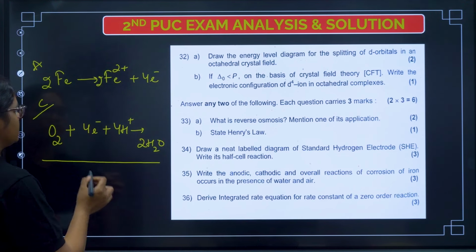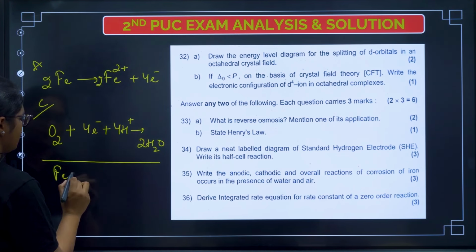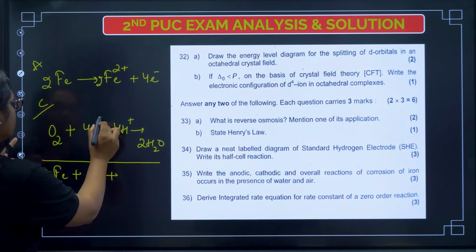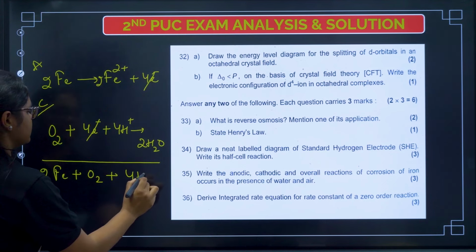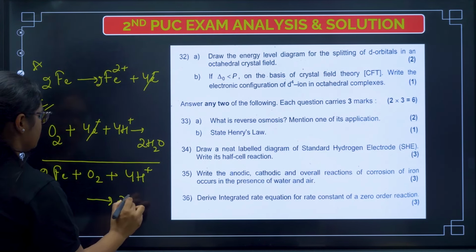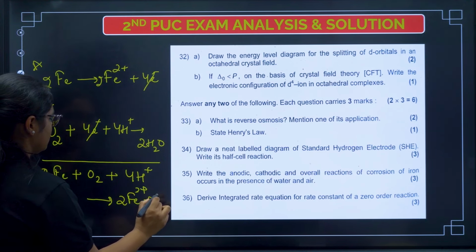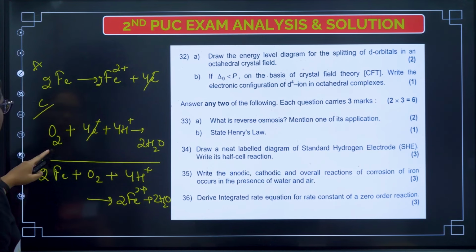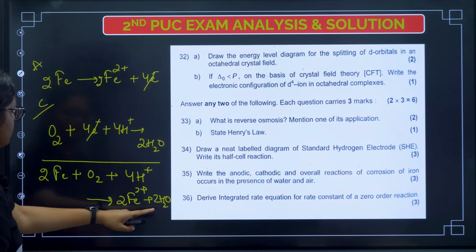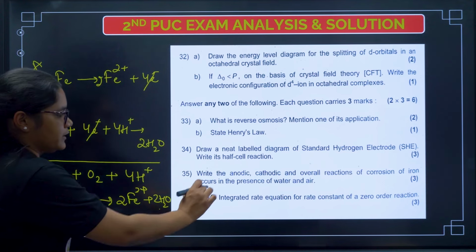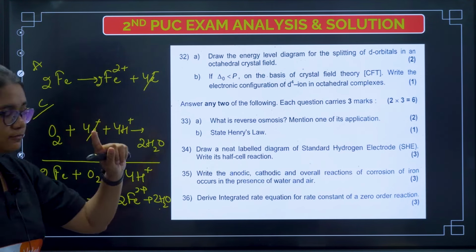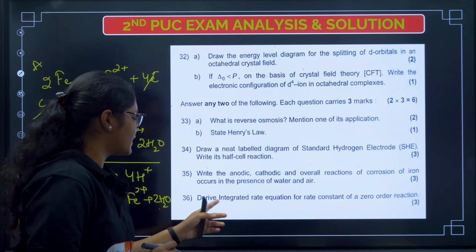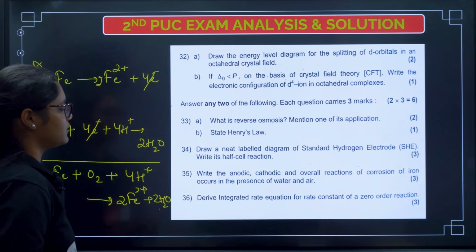Now we have to add both the reactions to get the final one. So 2 Fe plus O2, the 4 electrons will get cancelled, and 4 H plus will give me 2 Fe2 plus and 2 water, right? So this is your overall reaction. You can check: 2 Fe, O2, then 4 H plus will give you 2 Fe2 plus and 2 water. So 3 reactions: anodic reaction 1 mark, cathodic reaction 1 mark, overall reaction 1 mark, you will get total 3 marks.